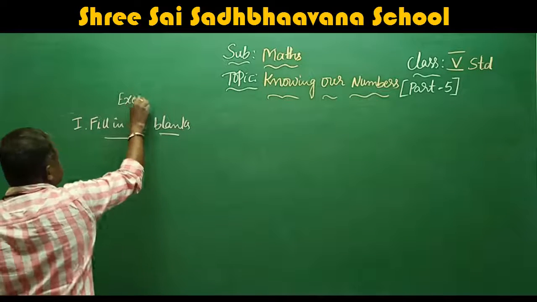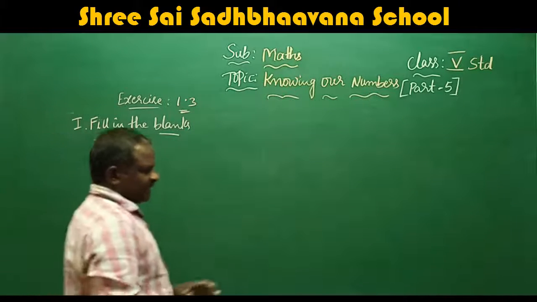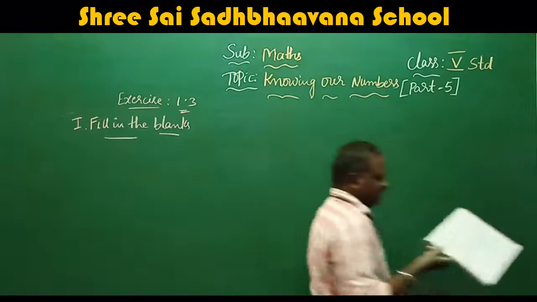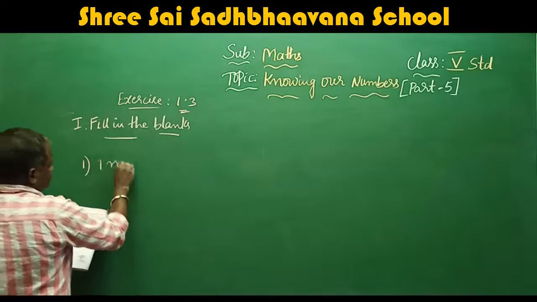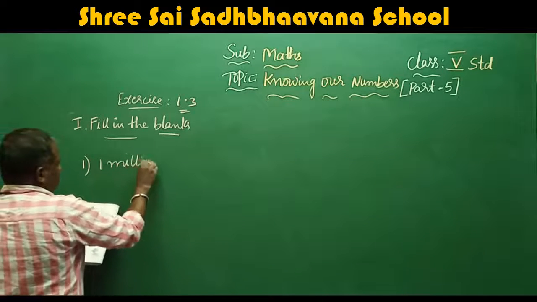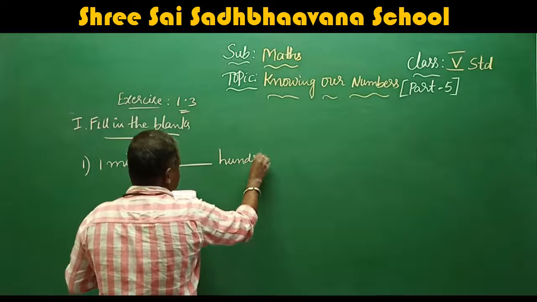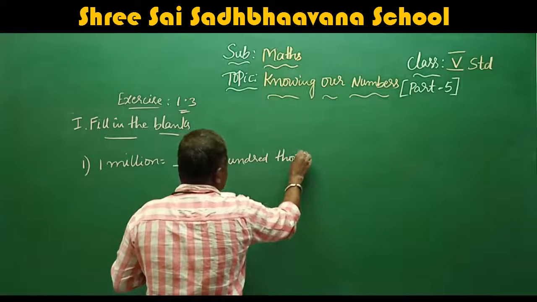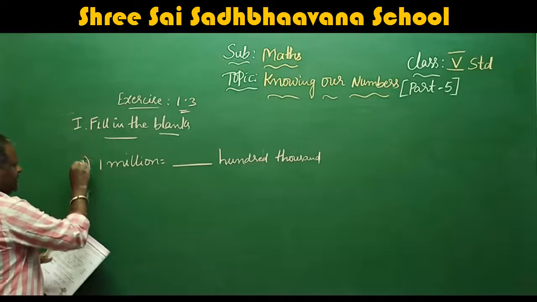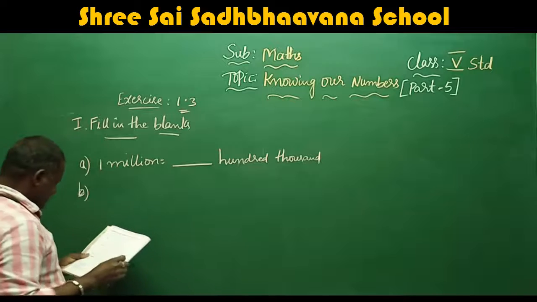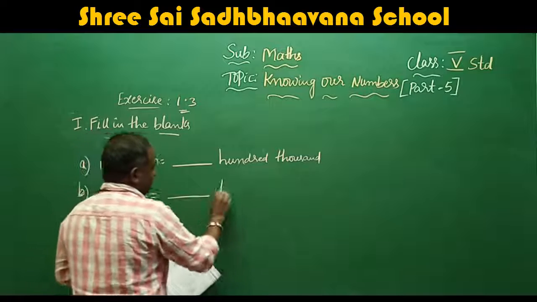Exercise 1.3. Fill in the blanks they have given. A: 1 million is equal to dash 100,000. B: 1 lakh is equal to dash 10,000.